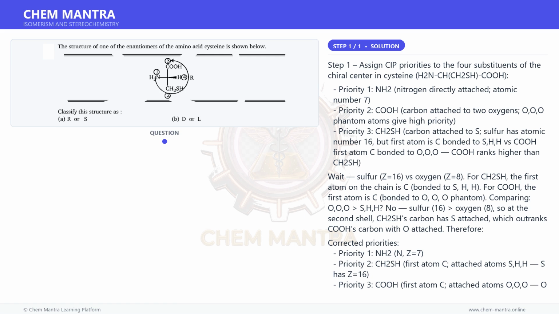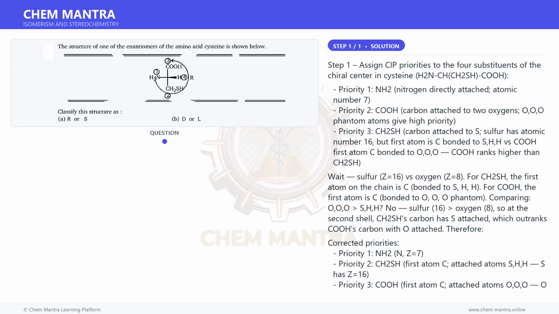Step 2. Determine configuration, R or S. The lowest priority group, 4, H, is on a bold wedge, coming toward the viewer. This means H points toward us, which is opposite to the standard requirement, lowest priority pointing away. Looking at the structure, H is on a wedge bond toward the viewer.